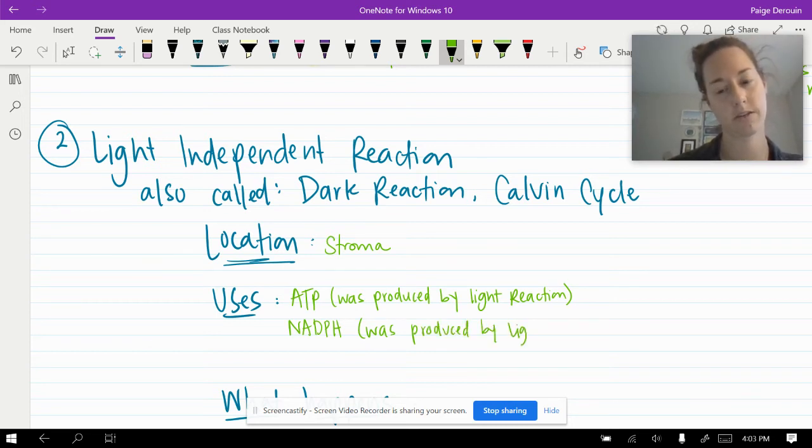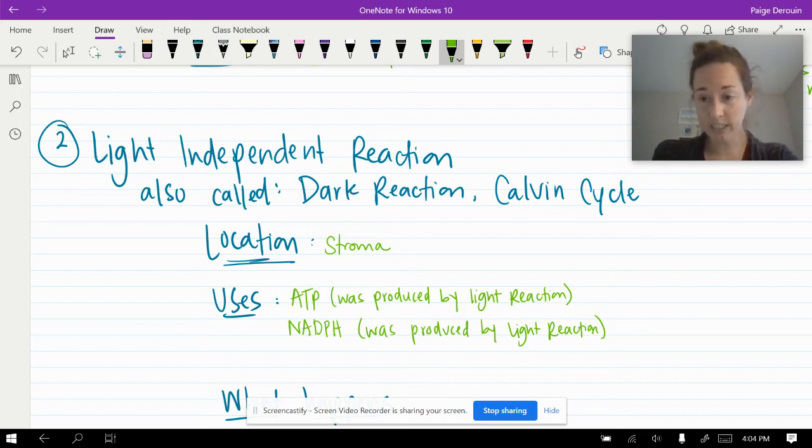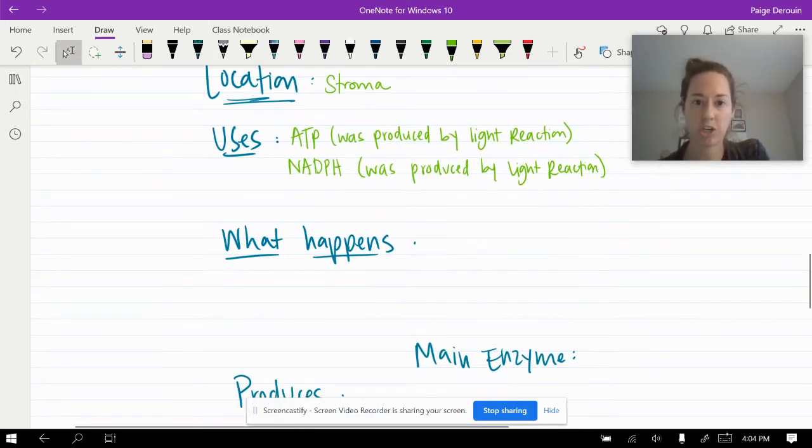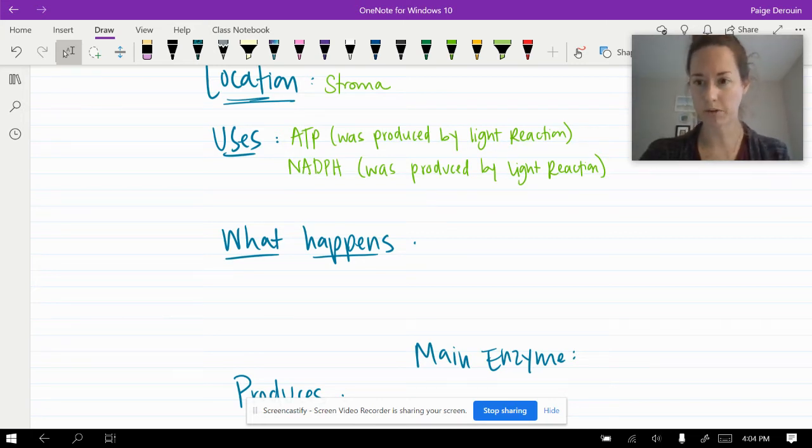By light reaction. And the ATP is carrying energy and the NADPH is carrying electrons. So to summarize what happens, I didn't put a picture of this one on here because there aren't really any good pictures that show what's happening.